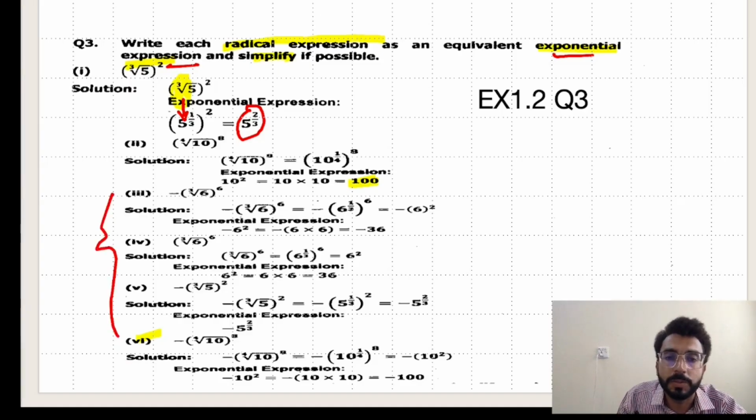Let's look at part 6: negative 4th root of 10 to the power 8 is given. Students, the power given above is 8, it is a bit blurry and written very small, but the power given is 8. Simply it becomes 1 by 4, cancelling 4 into 8, it becomes power 2. Negative 100 is our final answer.